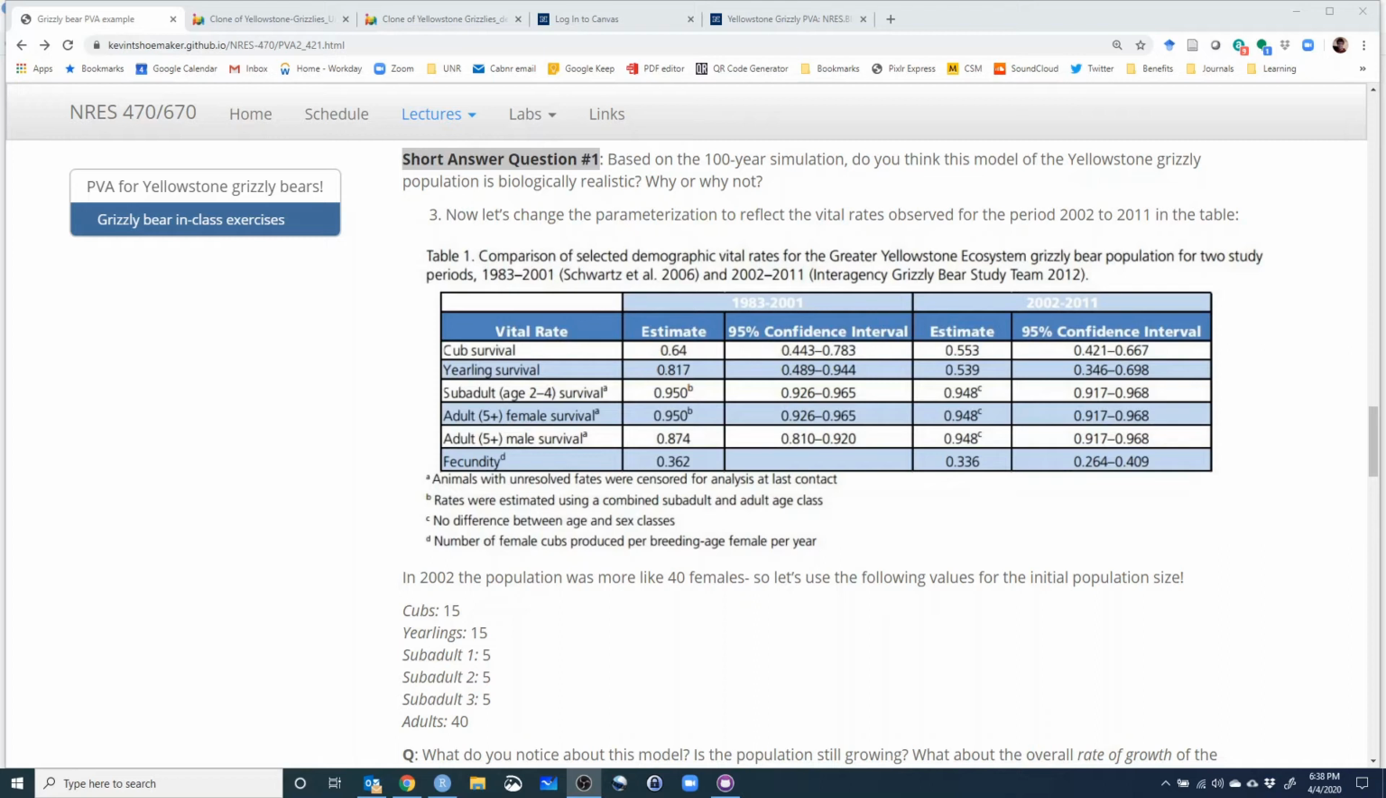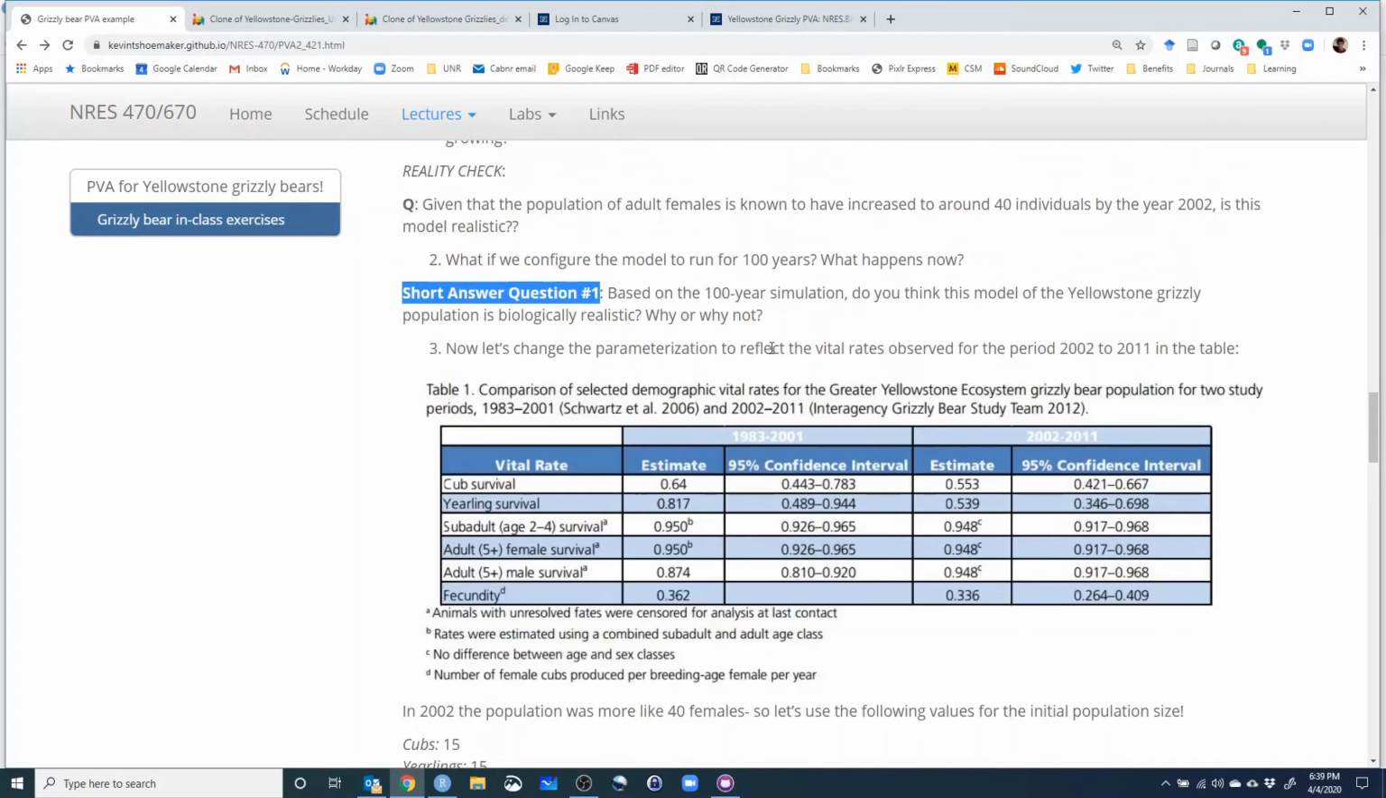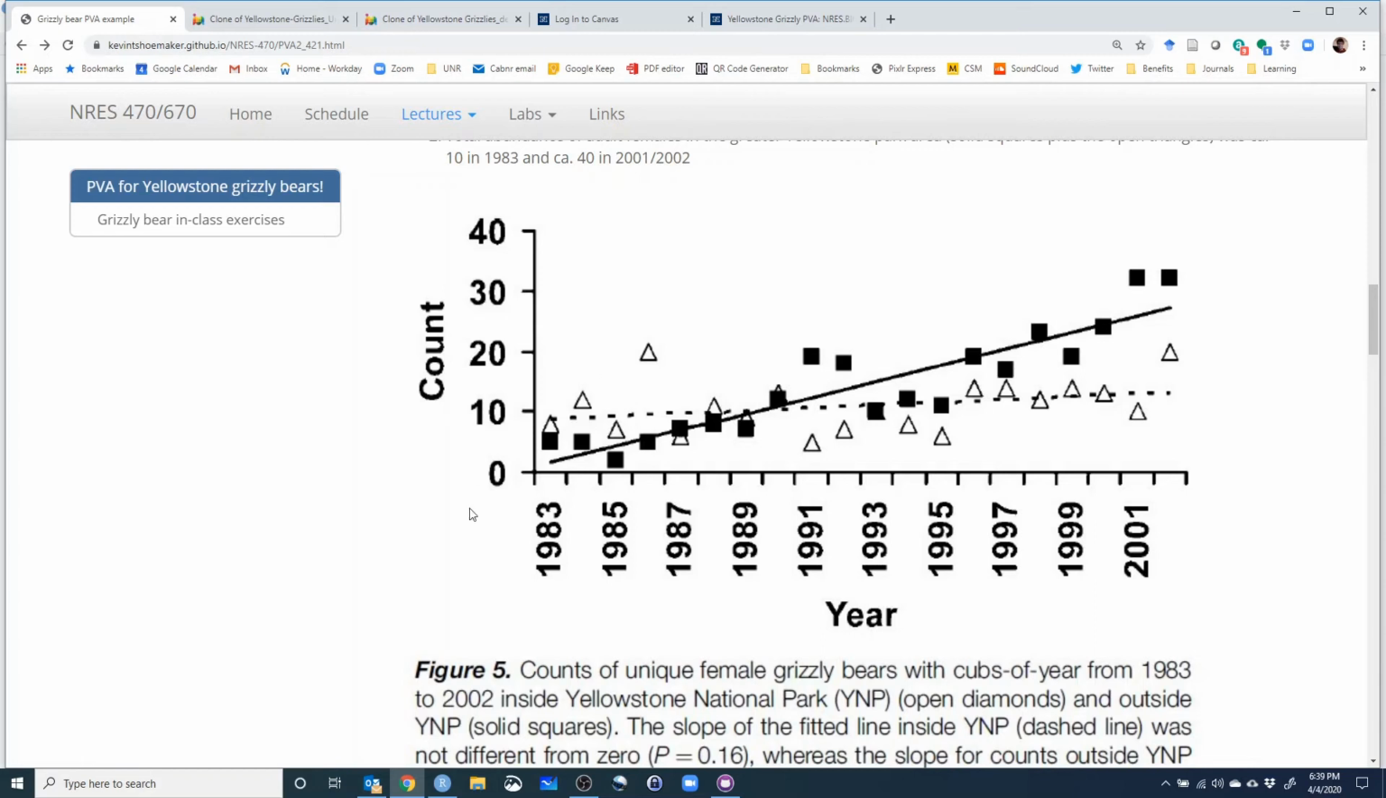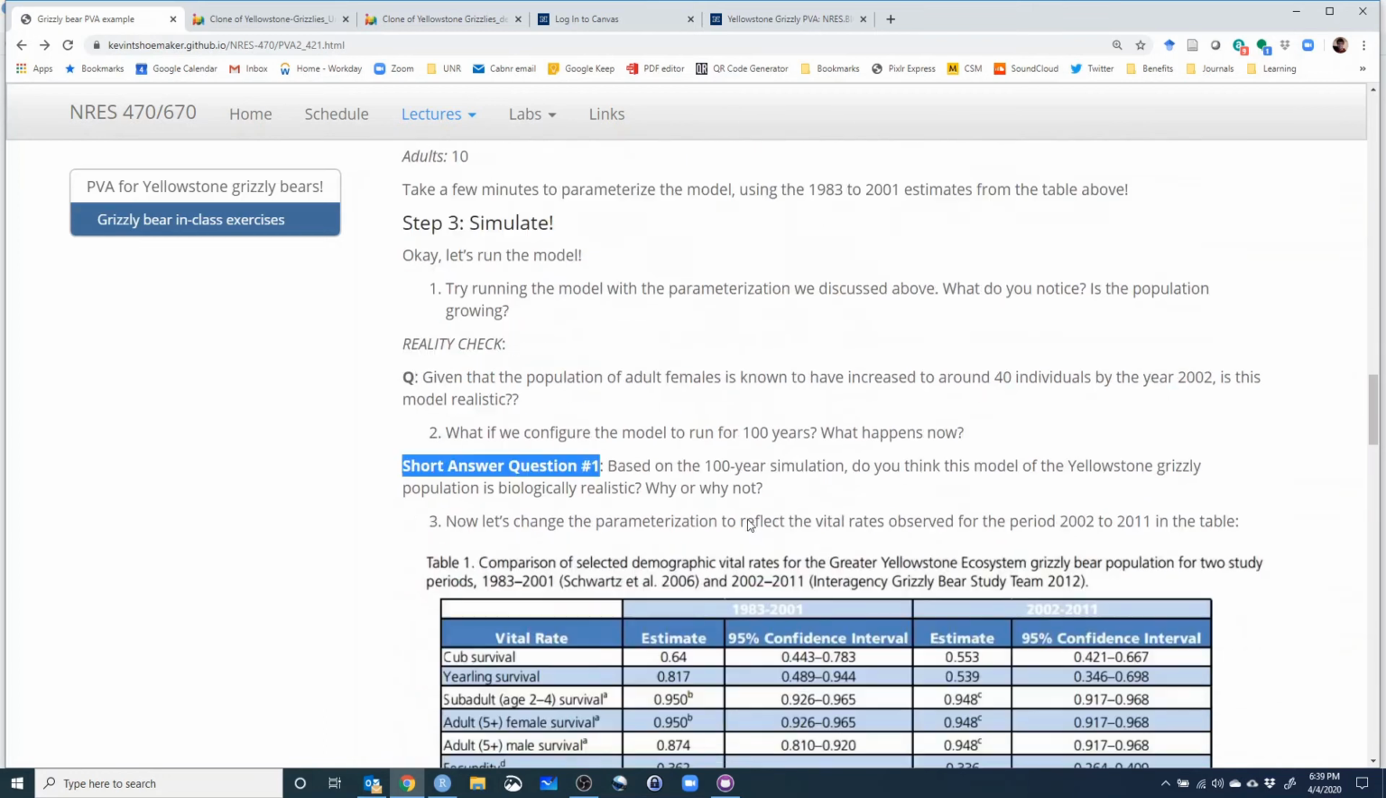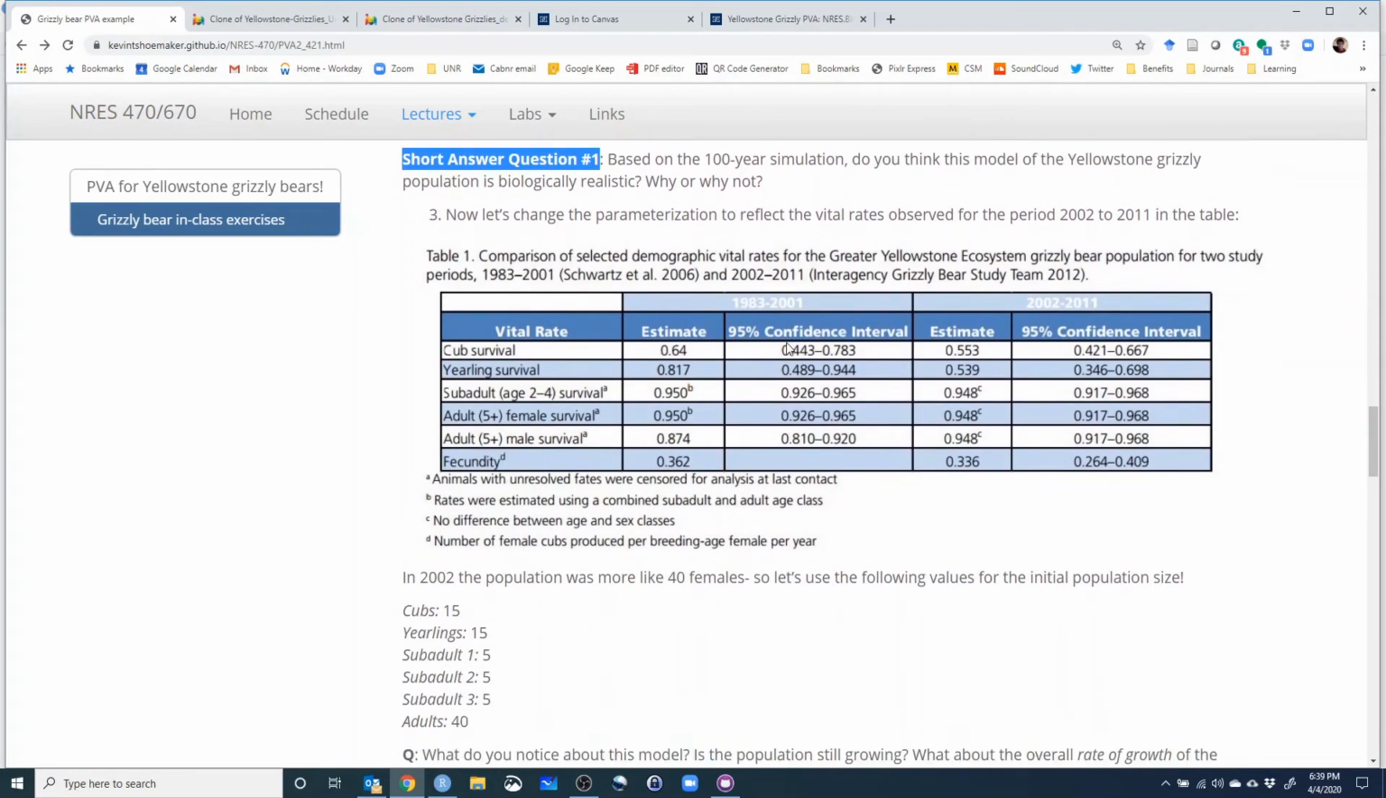So the vital rates themselves, like potentially cub survival, yearling survival, adult survival, fecundity, all of these vital rates can change as populations get bigger, because each individual is less healthy, essentially, because they're competing with each other for food and other resources. So let's look more closely at this table, because this table represents initially a period where there was low abundance in the population. So the population was low abundance back in 1983 during this period where these vital rates represent.